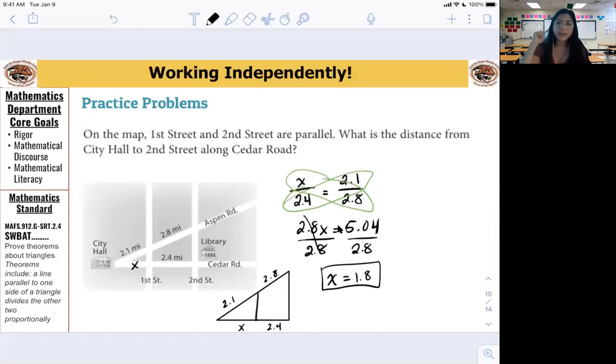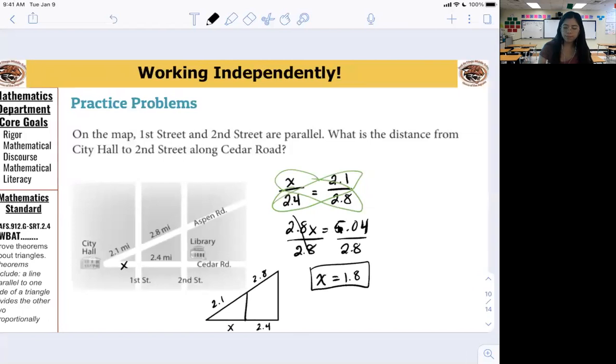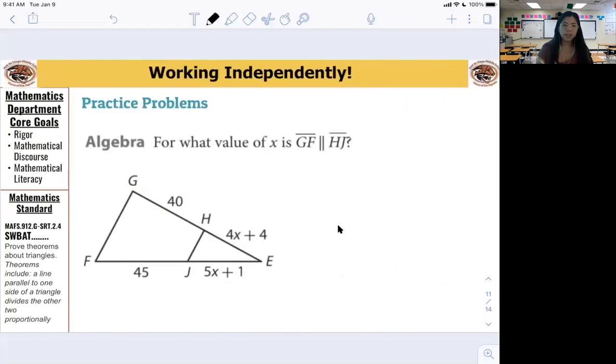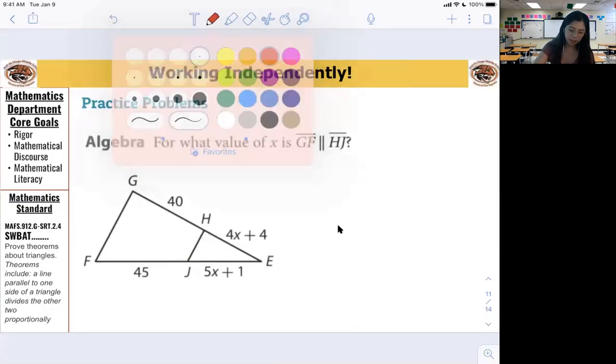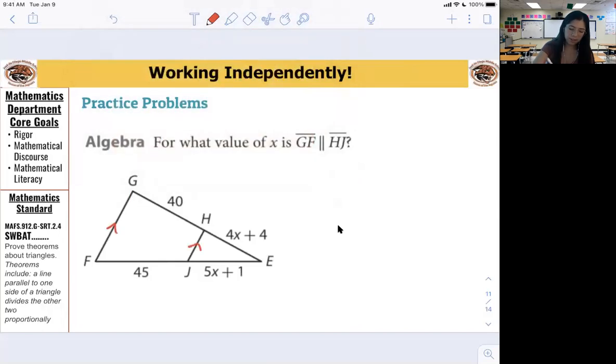Not too bad. Okay, moving right along. Let's kick it up a little bit. Always try to make it a little bit more interesting, but let's do this one together. For which value of x would GF be parallel to HG? So they're basically asking us, if these are parallel, let's see what makes sense. Let's go ahead and set up a proportion. What can I write into my proportion?